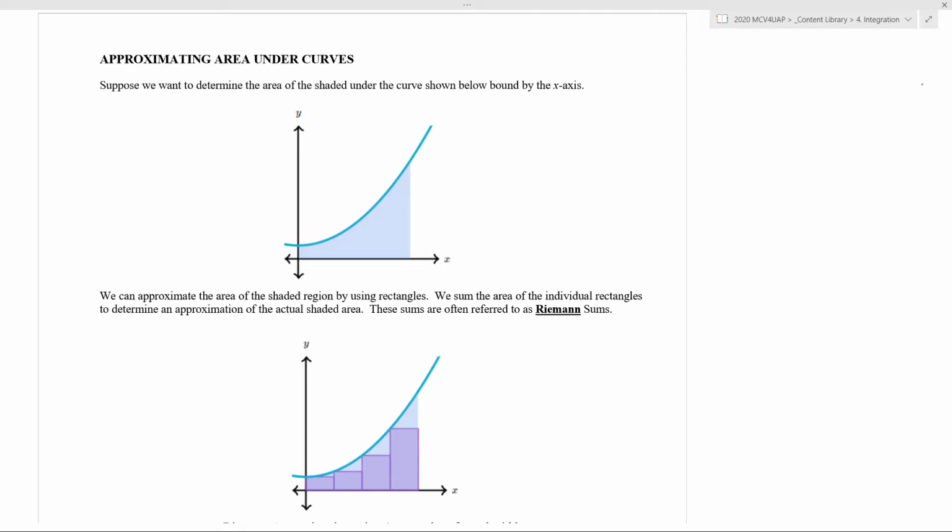You can approximate the area of that shaded region by using rectangles. And what we do is we sum, you add up the area of all the individual rectangles to determine an approximation of that actual shaded area. The summing of these rectangles is often referred to as a Riemann sum.